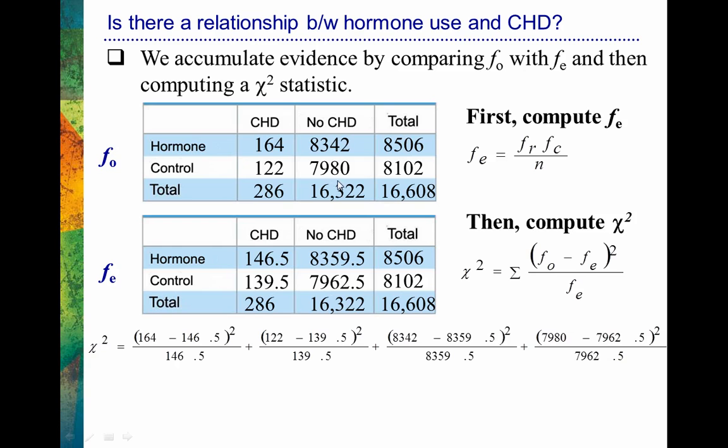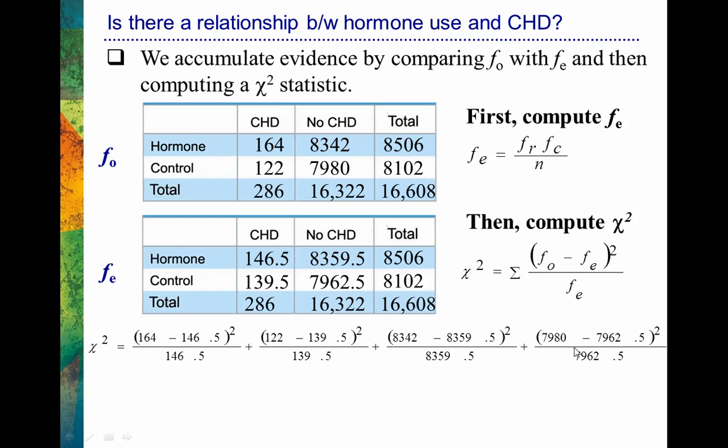So we take the observed value, 164, subtract the expected value, 146.5. I'm squaring that difference, and then dividing by the expected value, 146.5. Now we just keep doing that with every other set. So here's cell number 2, observed value, 122. Subtract the expected value, 139.5. Square that difference and divide by 139.5.